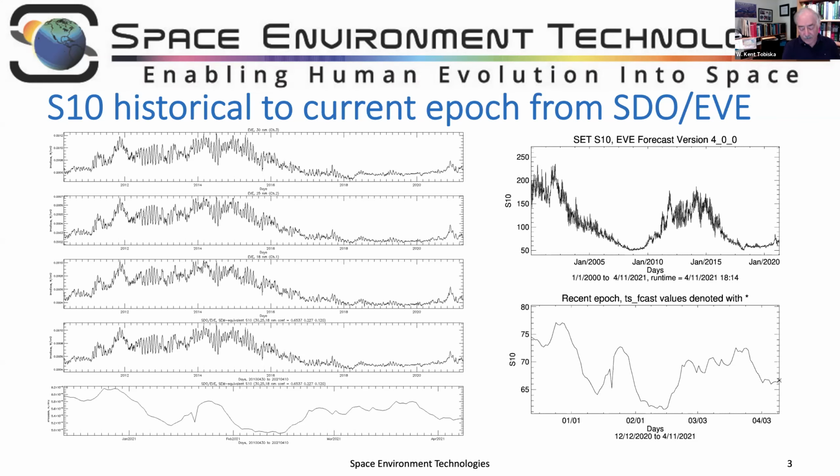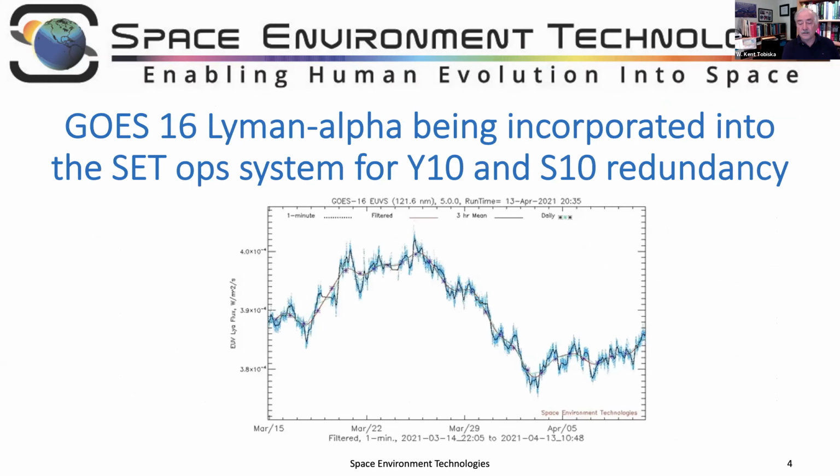So we pull those data down from the LASP database. We have our own algorithm that creates an S10 index, and I'll tell you some of the nuances about it in a moment. The next thing that I wanted to mention is we're transitioning over to using the GOES 16 data. Here's an example of the Lyman alpha from GOES 16. And that's used in our Y10 index in combination with the GOES 1 to 8 angstroms to create an index that's representative of the energy deposited around the 95 to 100 kilometer region.